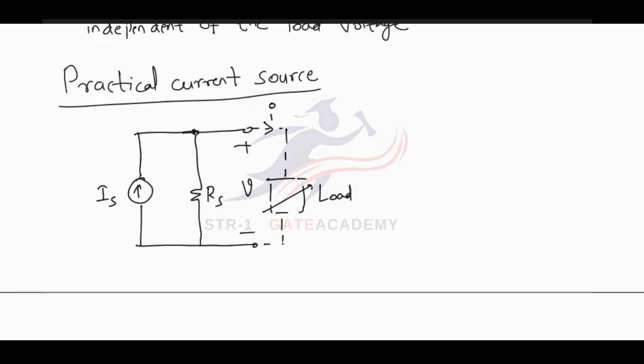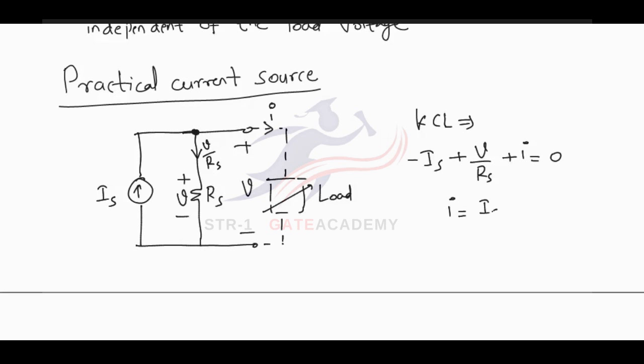Now I apply KCL at this node. KCL implies minus IS plus, there will be a voltage V, because in parallel the voltage remains same. So this voltage and this voltage are same. So the current through this branch will be voltage by resistance, that is V by RS. So this will be V by RS plus I equals to 0. So if I find the load current from this equation, I get IS minus V by RS.